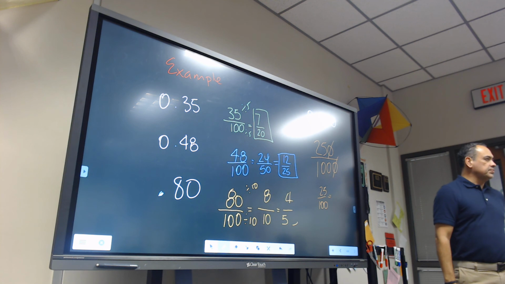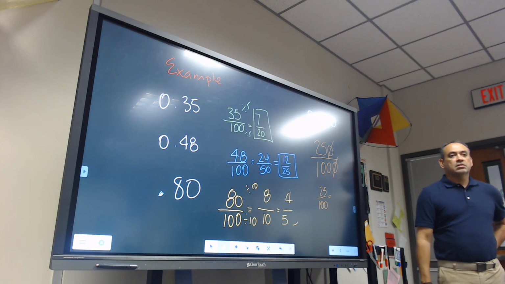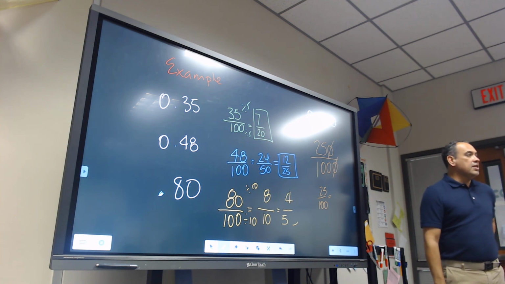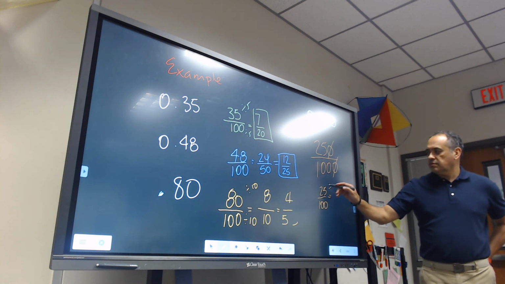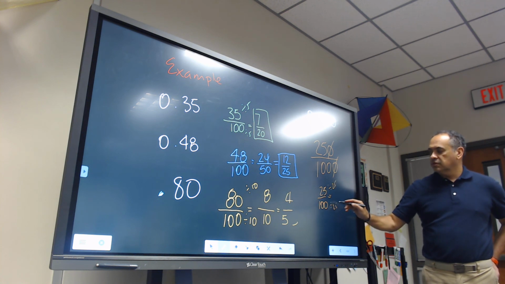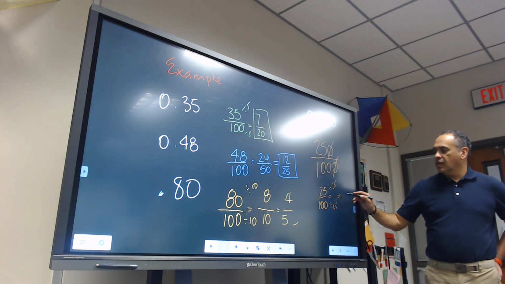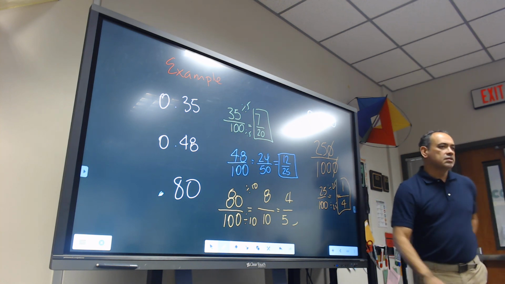Divide by what? I can divide by 5. What else? 7, no. Can I divide by 25? Yes. I'm a big fifth grader, so I'm going to divide by 25. And I get 1 over 4. You see? You got it.